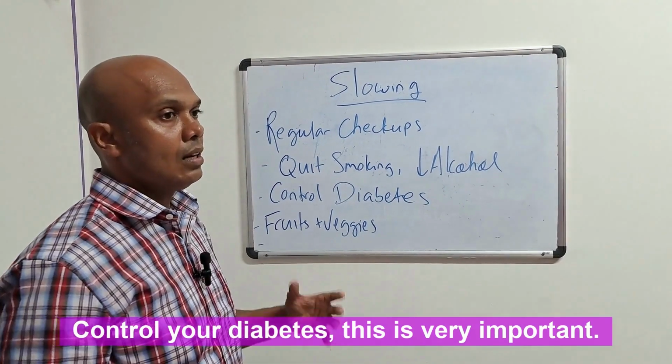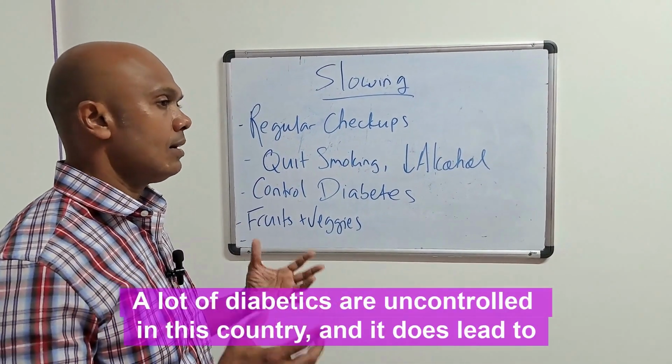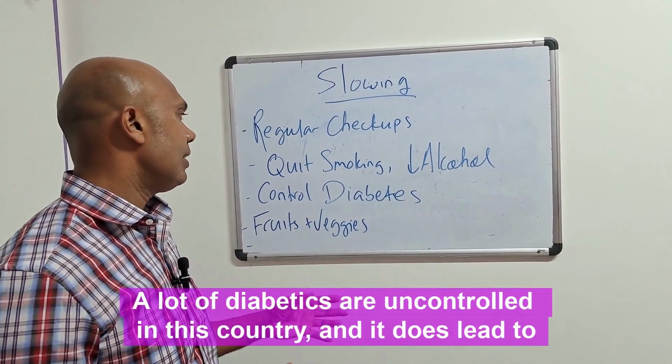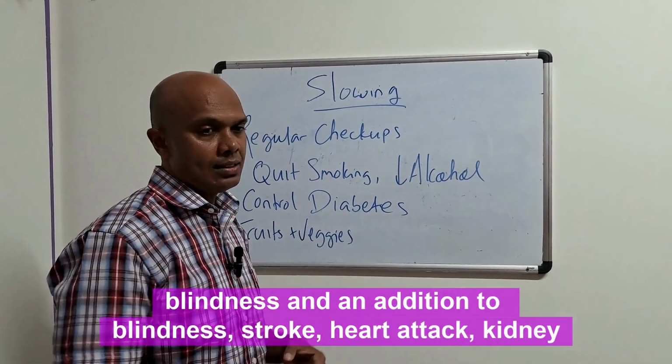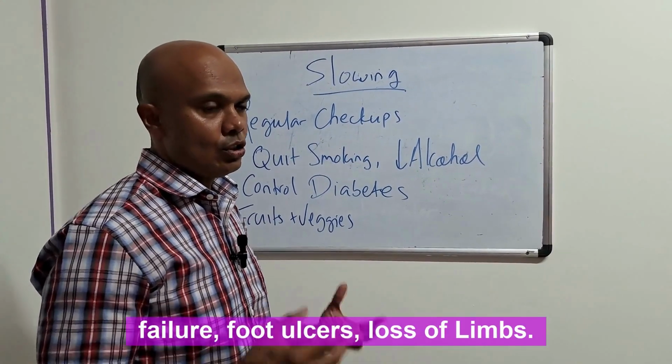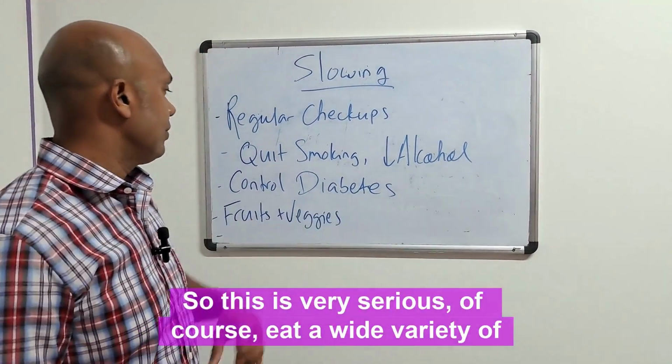This is very important. A lot of diabetics are uncontrolled in this country, and it does lead to blindness. In addition to blindness, stroke, heart attack, kidney failure, foot ulcers, loss of limbs. Okay, so this is very serious.